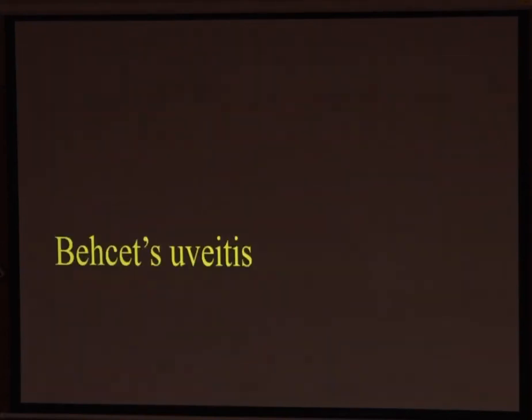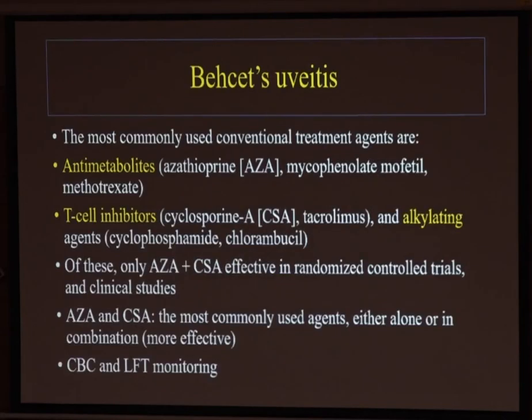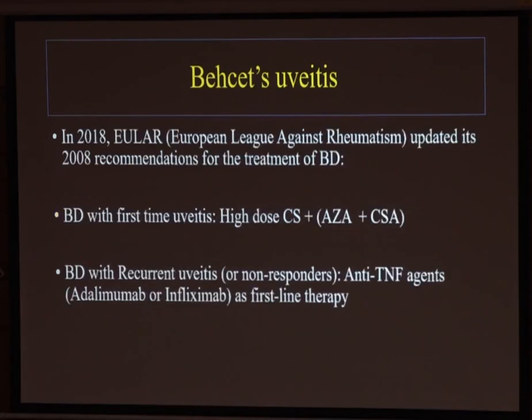Behçet's uveitis is again a recurrent chronic disease. So the most commonly used conventional treatments are antimetabolites, T-cell inhibitors, alkylating agents. What we use in our practice is a combination of azathioprine and cyclosporin A along with corticosteroids. The reason is that this combination is more effective, has been proven in randomized controlled trials and also in clinical studies. But recently in 2018, the EULAR, that is the European League Against Rheumatism, has updated its recommendations: for patients of Behçet's disease with first-time uveitis, the same therapy that I mentioned, and for those with a history of recurrent uveitis or non-responders, anti-TNF agents like adalimumab or infliximab have been added as a first-line therapy.